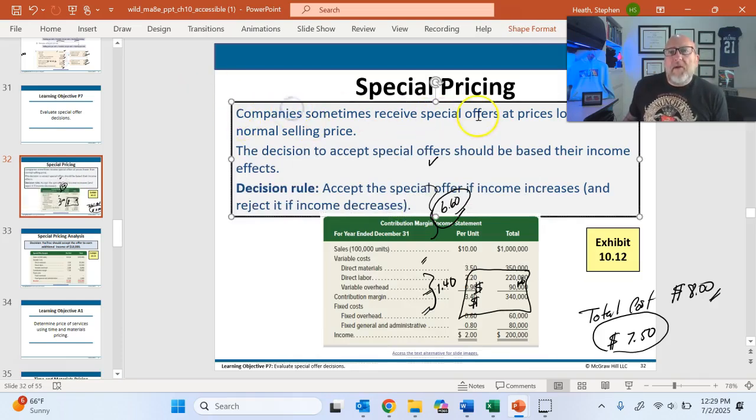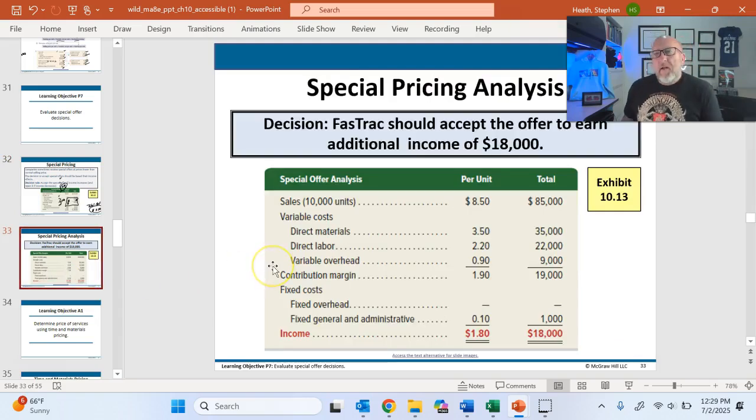So companies sometimes receive special offers at prices lower than the normal selling price. We just went through that. The decision to accept special offers should be based on the income effects, though I would say not always necessarily just the income effects. But the general rule is if we increase income, then we should accept the order. So, new scenario: Fast Track should accept the offer to earn additional income of $18,000.